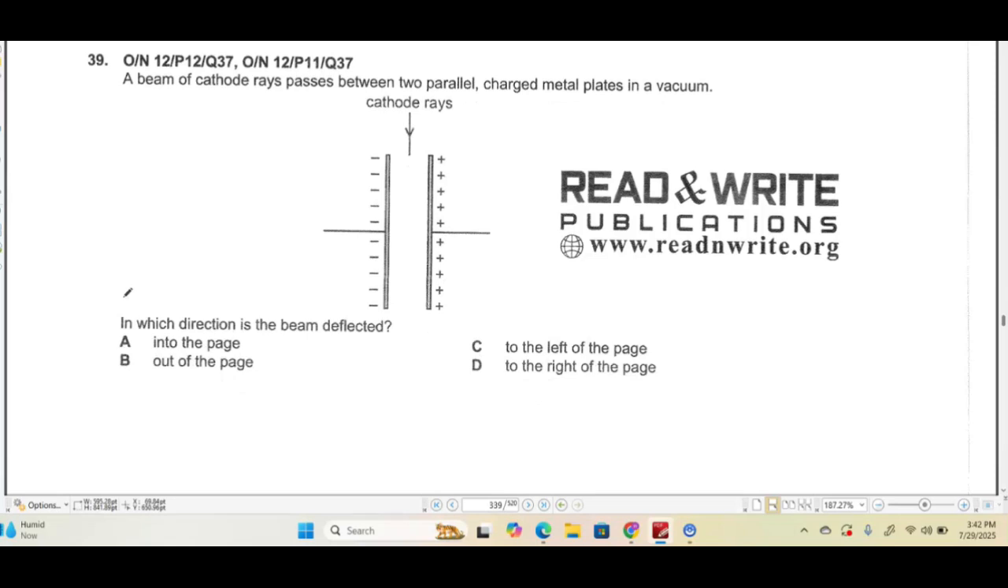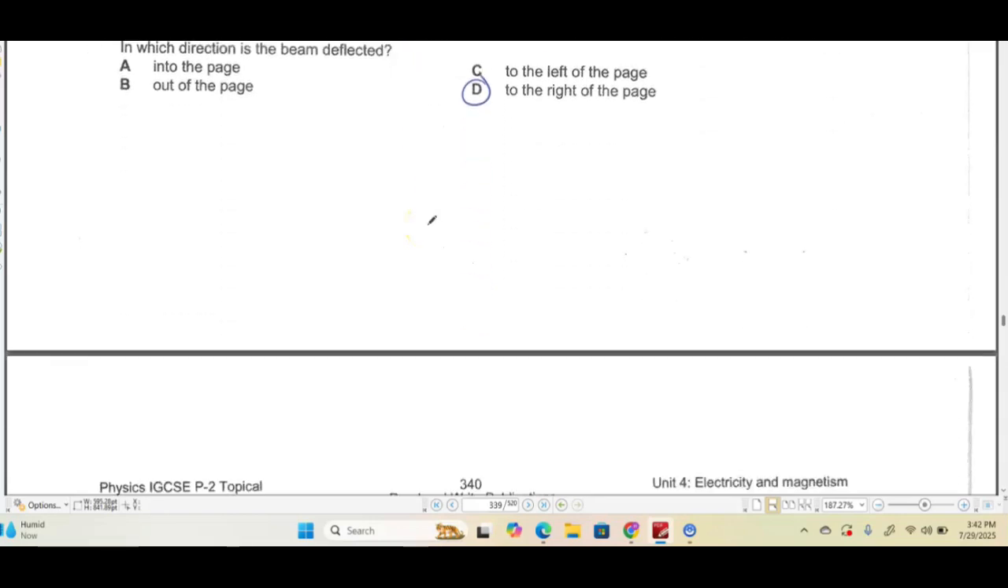A beam of cathode rays passes between two parallel charged metal plates in a vacuum. In which direction is the beam deflected? Cathode rays are basically electrons. ठीक है, तो electrons जो है, if they are moving in this field, they are negatively charged particles, so they are going to deflect towards the positive side. In which direction is the beam deflected? Into the page, out of the page, to the left of the page, or to the right of the page? So this shows that it's going to be deflected towards the right of the page. Okay, so D is our correct option.